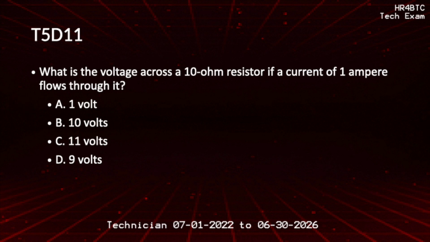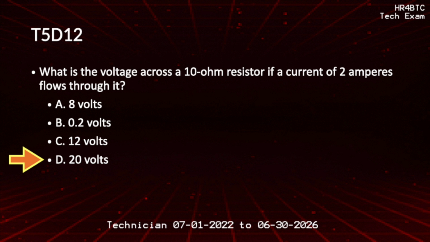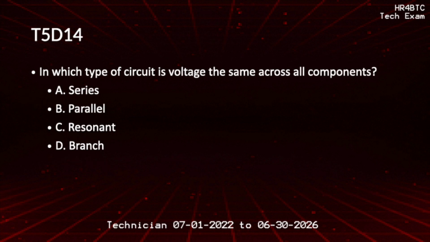What is the voltage across a 10 ohm resistor if a current of 1 ampere flows through it? 10 volts. What is the voltage across a 10 ohm resistor if a current of 2 amperes flows through it? 20 volts. In which type of circuit is DC current the same through all components? Series. In which type of circuit is voltage the same across all components? Parallel.